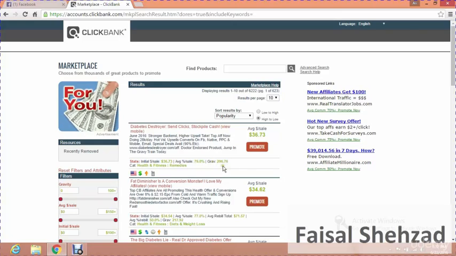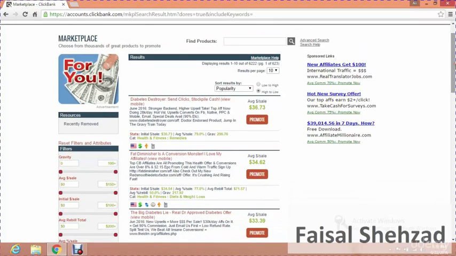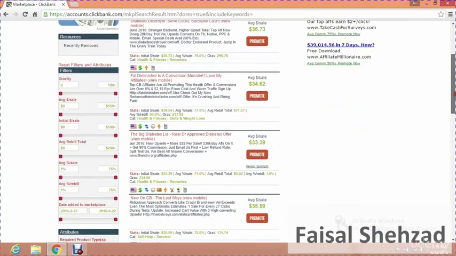And the gravity, what actually the gravity is, is how many new vendors and new affiliates are promoting these products per month. So we are going to target all those products whose gravity is more than 50 plus for an older product. For a newer product, we are just focusing on 10 plus gravity, because once a product enters the market, it will take some time to actually gain this much gravity.